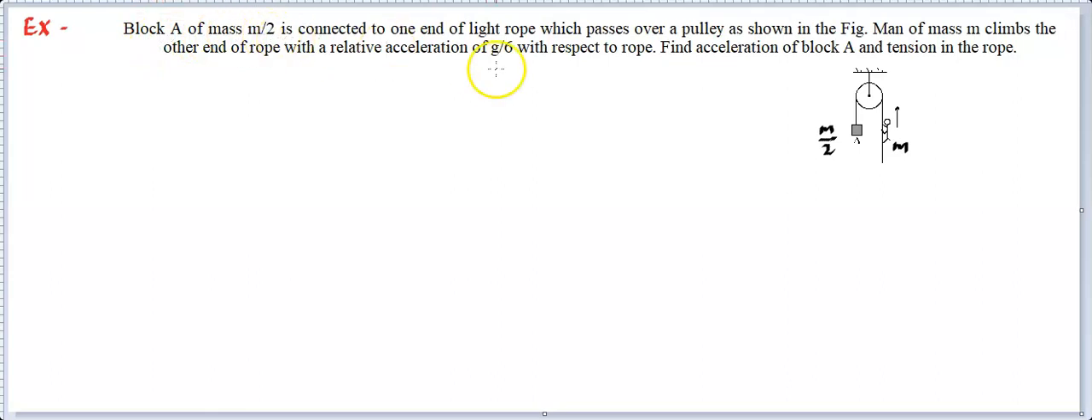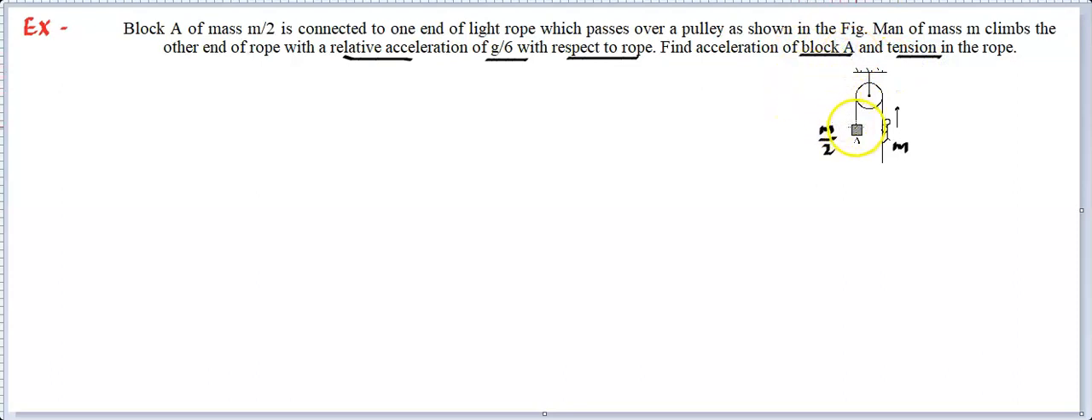It says a block A of mass m by 2, which is here, is connected with this. And on another side, there is a person of mass m who is climbing over this, and the person is climbing up with relative acceleration g by 6, with respect to the rope. So this is a rope on which this person is climbing up. We need to find the acceleration of the block, and we need to find the tension in the string. Two things we need to find out.